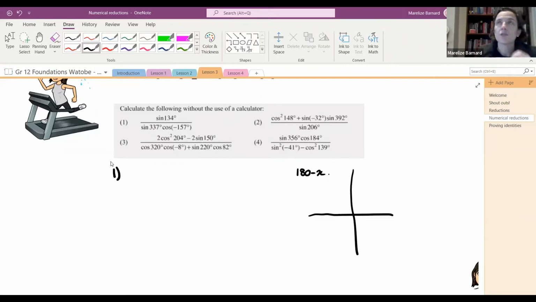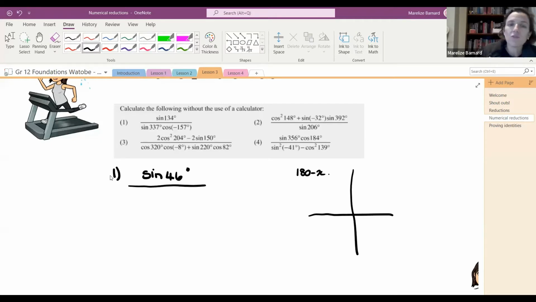Okay, so that's what we mean with reductions. We reduce all angles that are non-acute to acute angles, and this is the process by which we do it. Quadrant, then we say, okay, what must I subtract from 180 to get 134? That is 46. So that's going to be sine of 46, and sine in the second quadrant is positive, so we're just going to leave it like that.